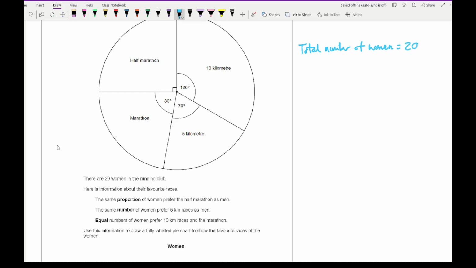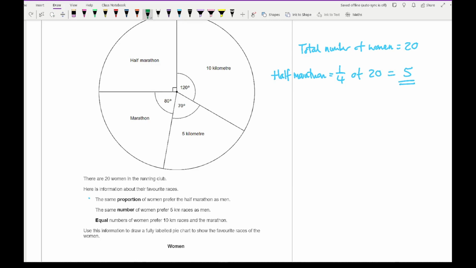Okay, so from this, first of all, we know that the total number of women equals 20. So from this same information, what we need to do first is, in terms of the half marathon, it says that the same proportion of men are the same proportion for women. So here, looking at the male pie chart, we've got a quarter. So a quarter of 20 is 5.